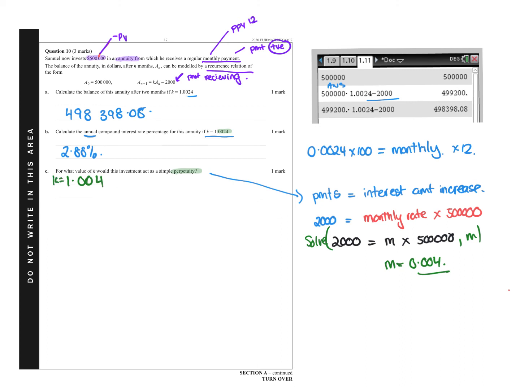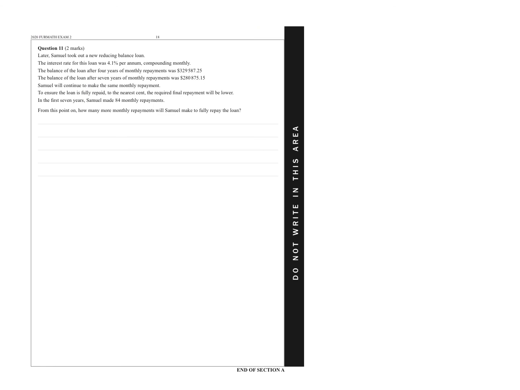So K equals 1.04. Okay, so we're looking at the last question now, which we'd expect to be doing a bit of work. So just have that in your mind. So Sam's looking at a new reducing balance loan with an interest rate of 4.1% compounding monthly. So you just might want to write a few things. That's I, PPY is 12.